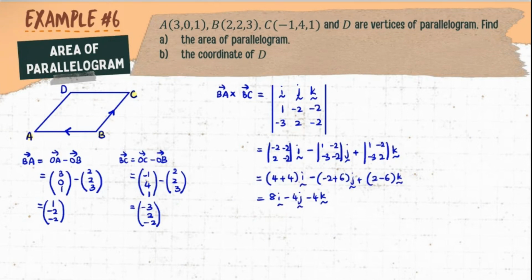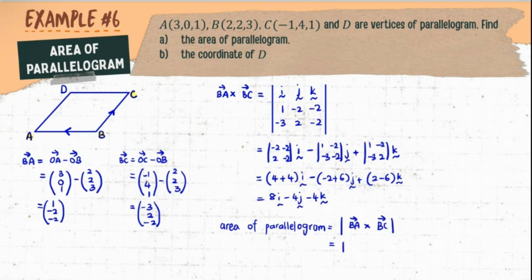Okay, ini jangan factorize, biarkan dia macam ni. 8, negatif 4, negatif 4. Sebab ni kita nak dapatkan dia punya magnitude yang betul lah. Okay, so the area of parallelogram will be equals to the magnitude of BA cross dengan BC.